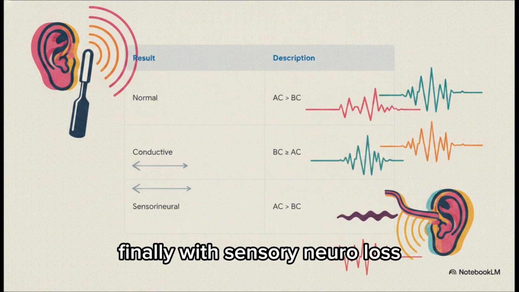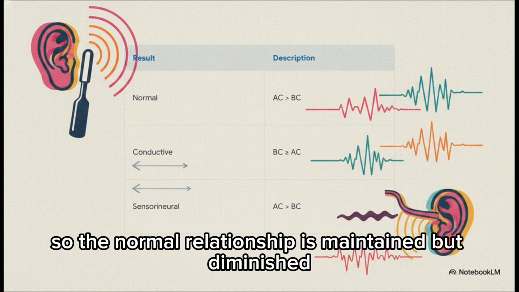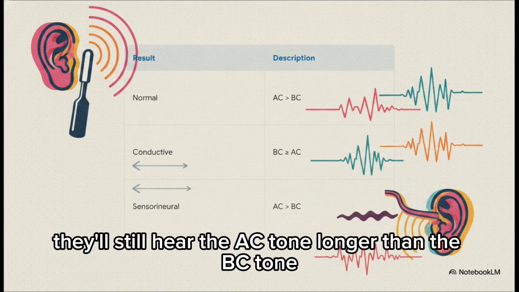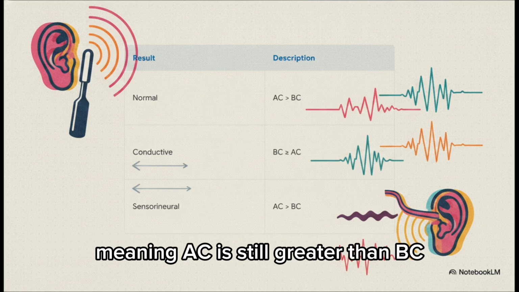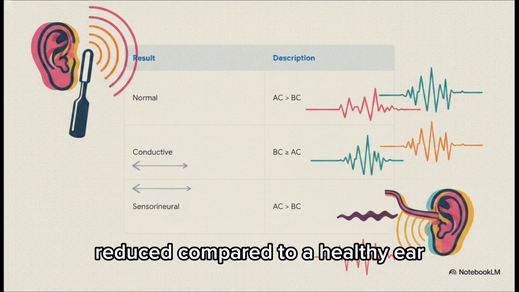Finally, with sensory neural loss, the inner ear or the nerve itself is the issue. So the normal relationship is maintained, but diminished. They'll still hear the AC tone longer than the BC tone, meaning AC is still greater than BC, but the overall times will be significantly reduced compared to a healthy ear.